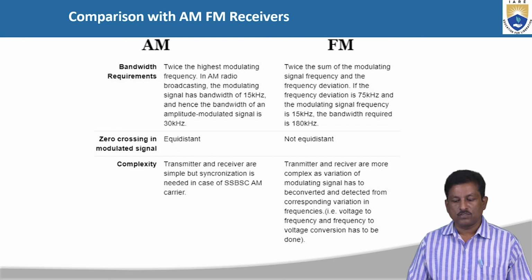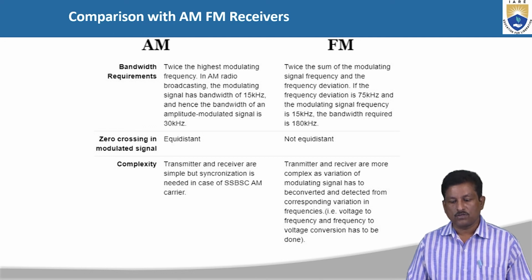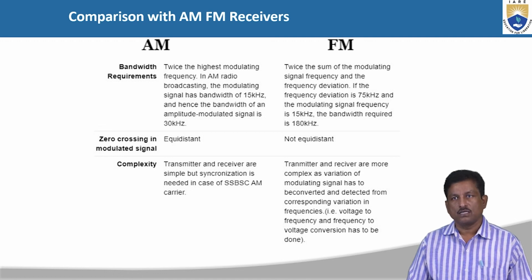So bandwidth requirement, you know that. Here we have 2 times the modulating signal frequency. Here we have the 75 kHz frequency deviation and 15 kHz modulating frequency, and the bandwidth required is 180 kHz. So that is where we have the differences. The frequency bandwidth requirement for the FM is more, because there are multiple signals. Based on the requirement, we do the truncation, which is called the Carson rule. Based on that, we define the bandwidth of the FM.